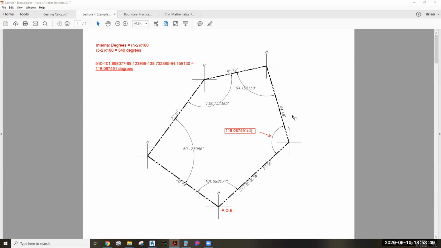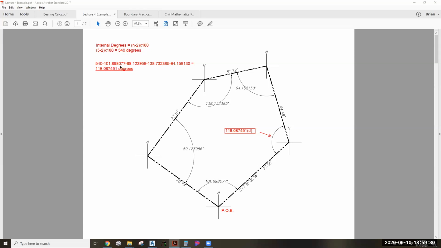Okay. So what I've done for you is I've put a compass, a north compass on each corner. And essentially what we're doing here is we've created 5 math problems. Okay. This shape has 5 sides. So there's 5 math problems to figure out what we want to figure out. What we want to figure out is the bearing of the 4 unknown lines, and we want to calculate the angle of the unknown angle. Okay?